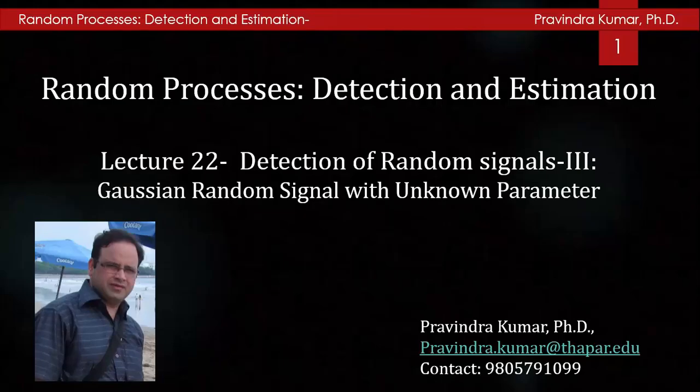Welcome you in the lecture series of random processes, detection and estimation. It is the 22nd lecture of this series. In the previous lecture, we discussed the Bayesian linear model. In this lecture, we will discuss Gaussian random signal with unknown parameters.